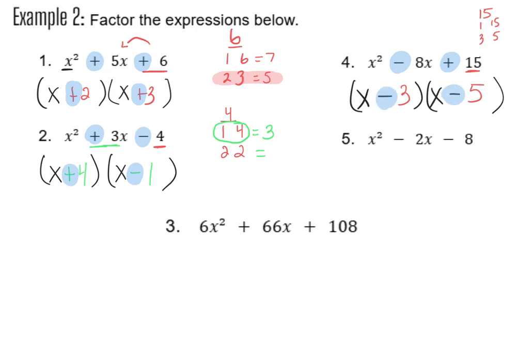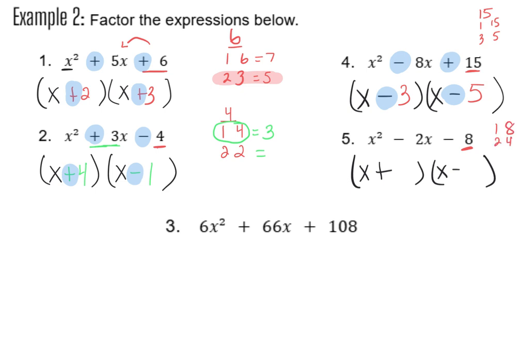a minus minus problem. So every minus minus problem is going to be very similar to my plus minus problem, in that one of them is going to be a plus and one of them is going to be a minus. In this example, we want our bigger number to go with a negative number. So again, we're going to list factors of our C term. So 1 and 8 are factors, 2 and 4.